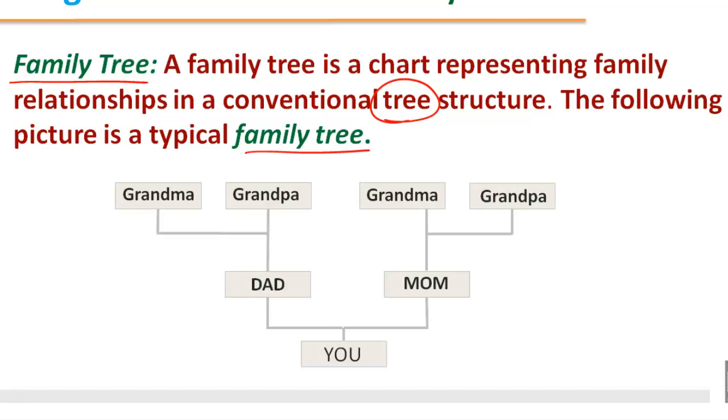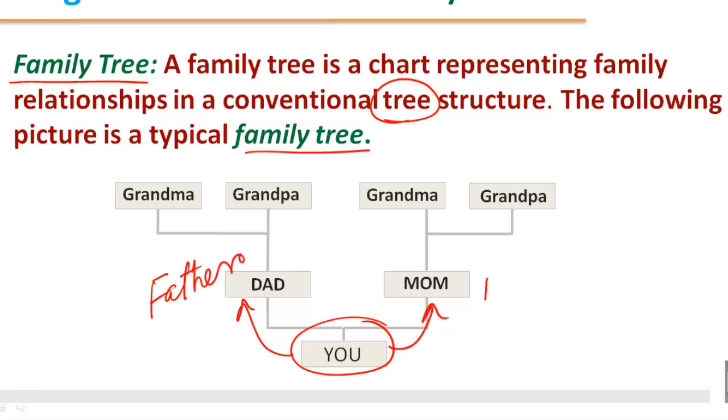Here you can see it is the family tree of a person, suppose you. And then you can find other members of the family. The first one, here is your father, dad. We can say dad. And the other one is your mom. We can say your mother.